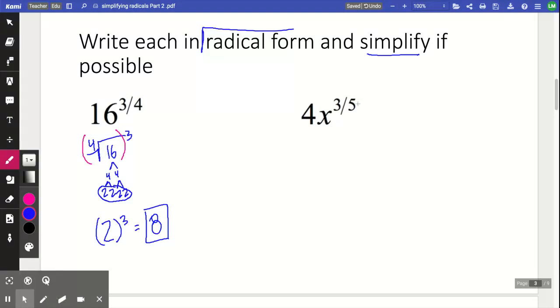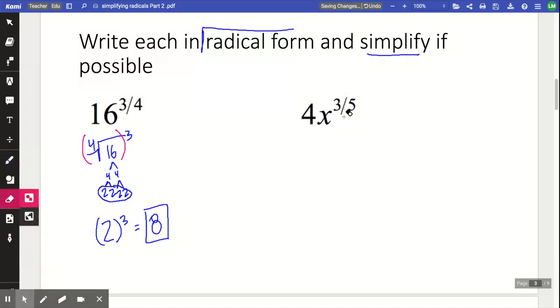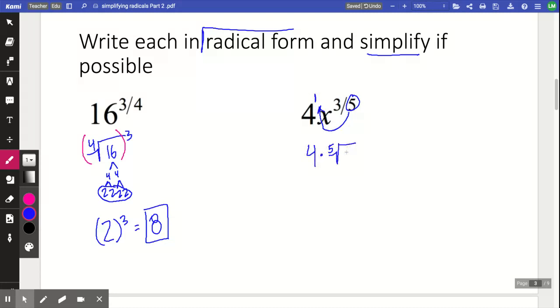All right, power over index. Are we going to swing that 5 around? Yes, we are, but here's the thing. That 4 is not included, right? That 4, because there's no parentheses, means just to the first power. So when we swing that index around, it's only with the x. So we have the 4 times the fifth root of x cubed, okay? So again, just be cognizant of what's grouped together.